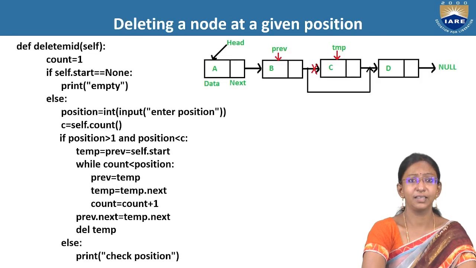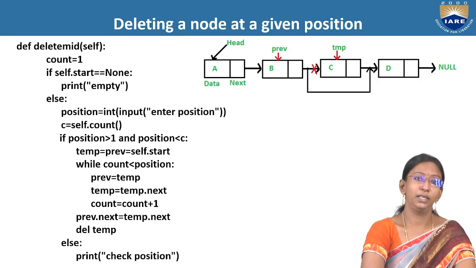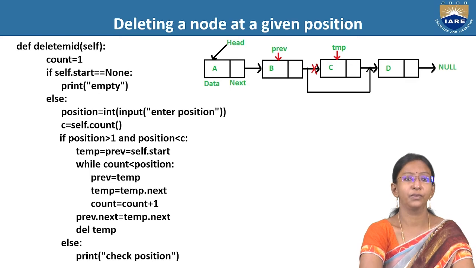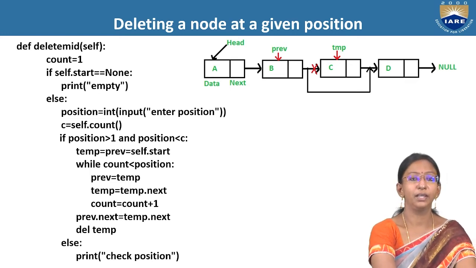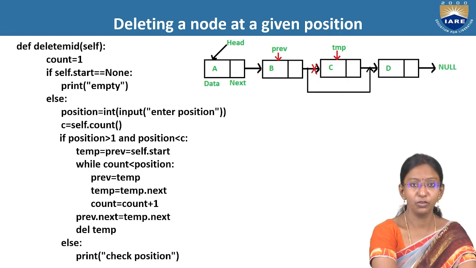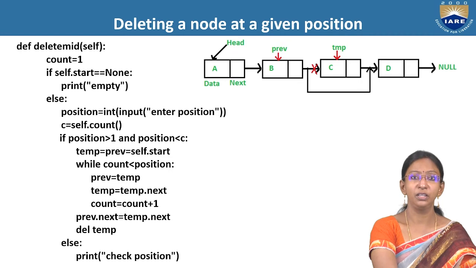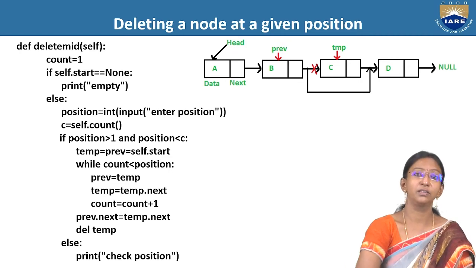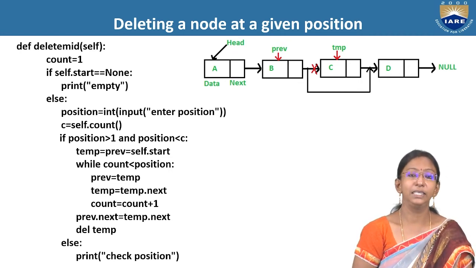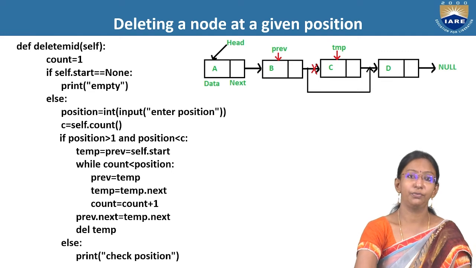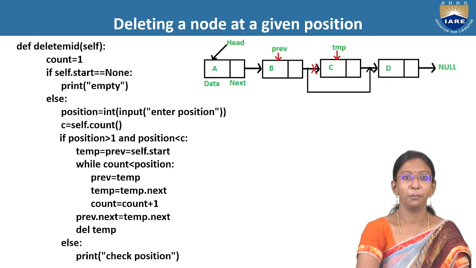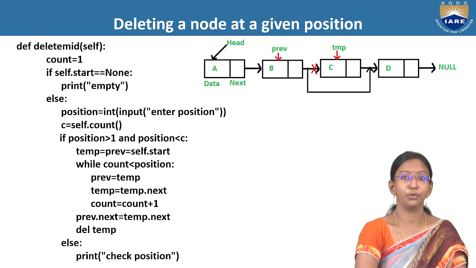The next case is deleting a node at a given position, right? So here, again, I'm going to use my count function and I'm going to check that the position which I'm going to read is neither 1 nor C. That is, neither the case of deleting an element at the front end nor at the back end. Once I get satisfied with that, I'll start my process.